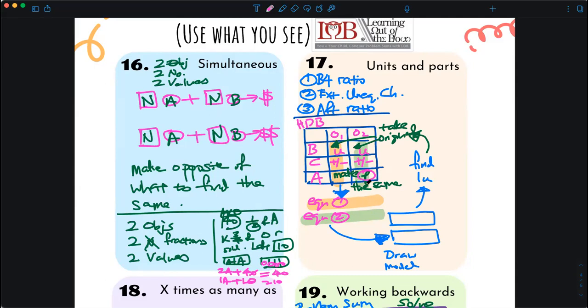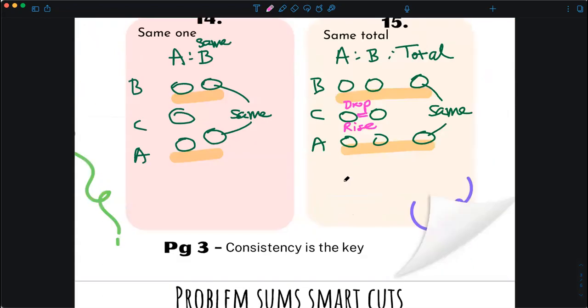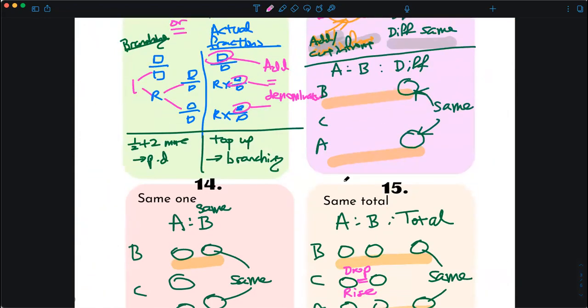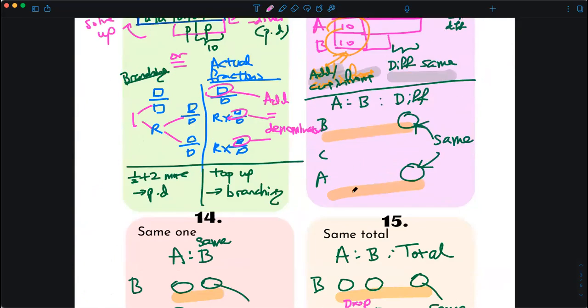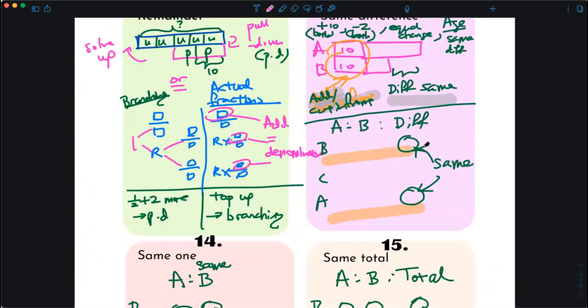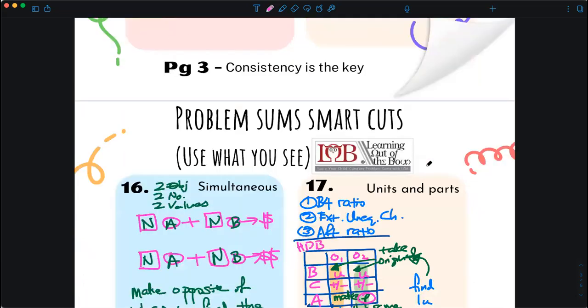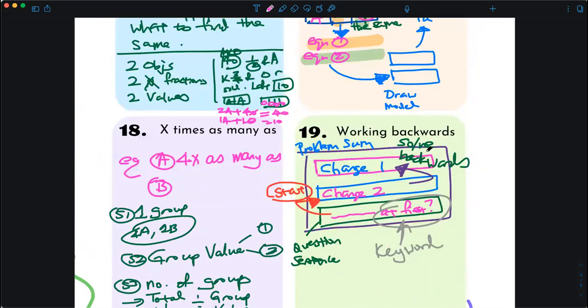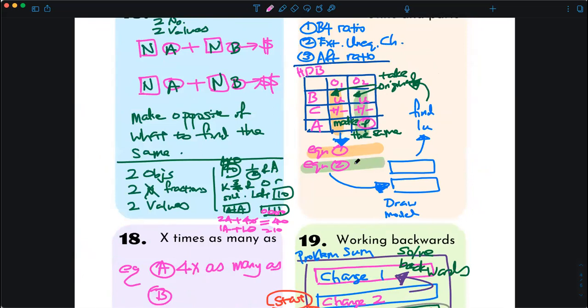Okay, unlike the same one, same total, same difference, you have to take the orange lines because those are the actual one whereby the unchanged is made the same, the total is made the same, and the difference is made the same. Okay, can? And of course, by knowing this, it is actually simultaneous equations. Some kids are taught to use algebra at home, and if they understood, fine. If they don't, use a model to draw.